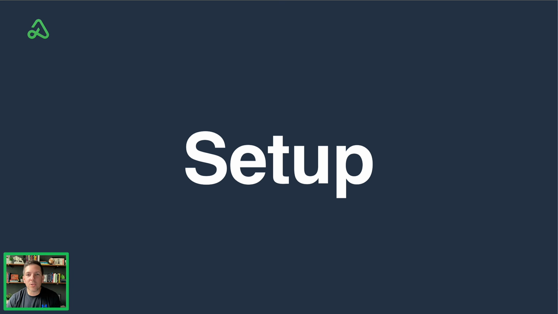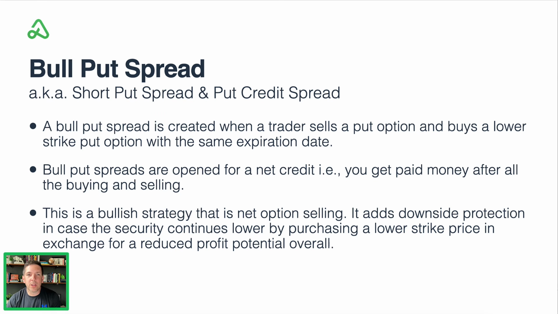So let's first go through the setup of what bull put spreads are. Bull put spreads, also known as short put spreads or put credit spreads, it's all the same terminology. They all mean the same thing. You might see them labeled differently in different platforms, but essentially you're creating a spread trade, which means you're selling one option and buying another option.